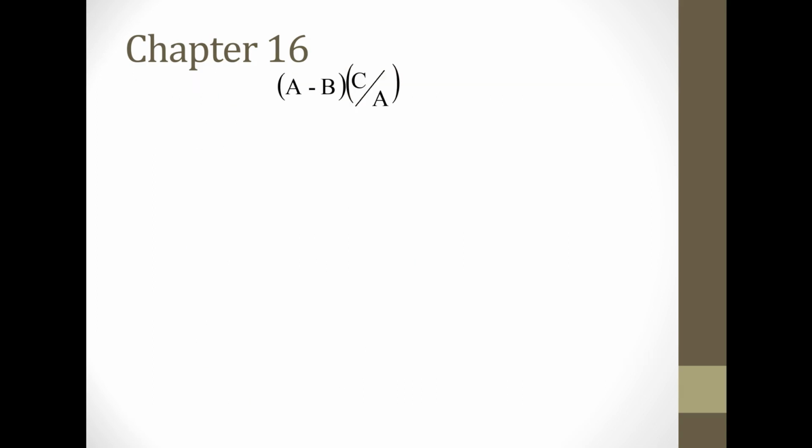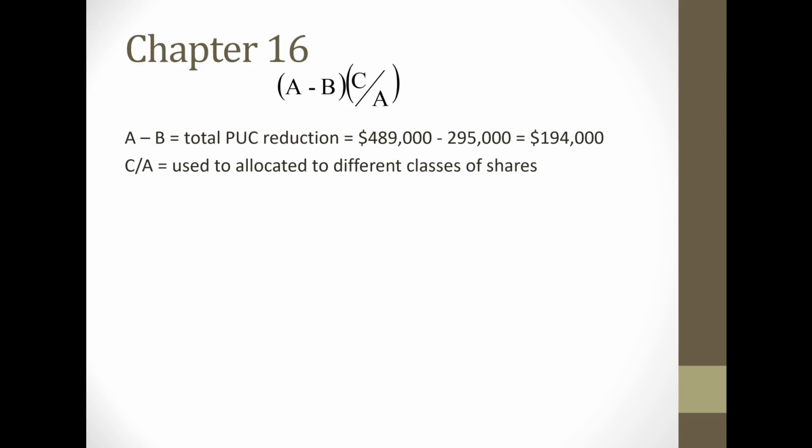In the next slide, let's look at the specific formula then. A minus B, $194,000. The C over A, once again, is going to allocate the PUC reduction to the different types of shares that were issued in the Section 85 rollover. Now, in our example, we had preferred shares. So let's look at the preferred shares first.